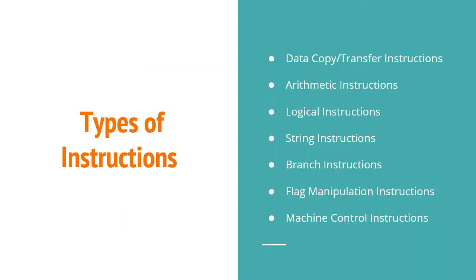The 8086 instruction set can be broadly classified into the following types of instructions, which are the data copy or transfer instructions, the arithmetic instructions, the logical instructions, the string instructions, branch instructions, flag manipulation instructions, and machine control instructions.